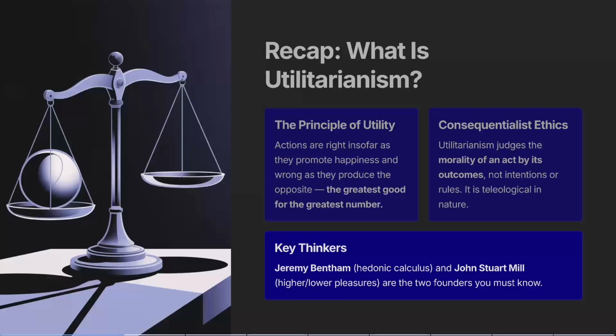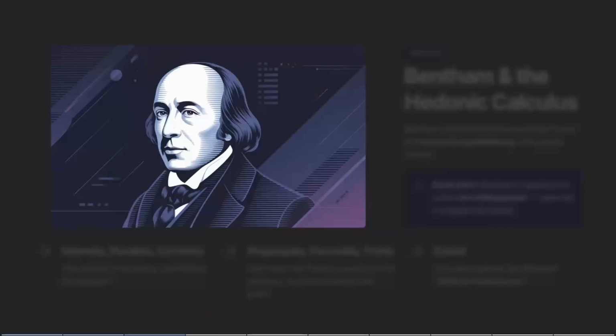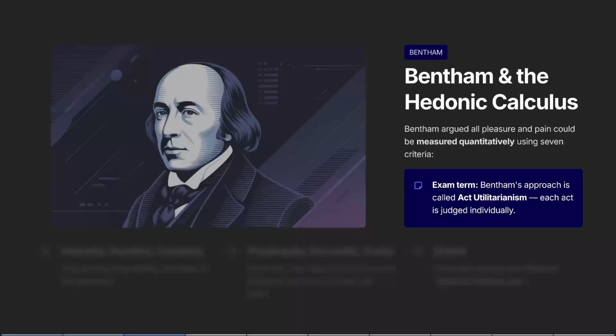And one of the other key thinkers is John Stuart Mill. And these are the two founders, Bentham and Mill, that you must know about. So let's have a look then at Bentham and his hedonic calculus. Bentham believed that pleasure could be measured and compared. And to do this, he proposed something called the hedonic calculus, which essentially is a method for calculating happiness.